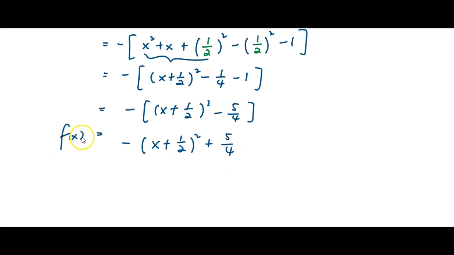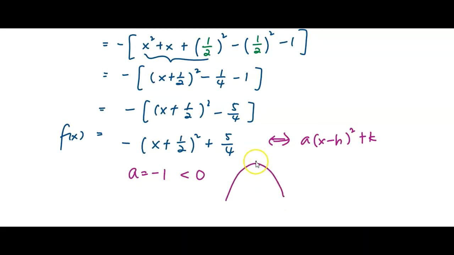So based on the form, we compare to this form, a(x minus h) squared plus k. a has the value of negative 1. Since a is negative 1, which is less than 0, the shape of the graph will be like this, that is open downwards, and the maximum point will be given by h, k. So just reverse the sign of the positive 1 over 2, you get negative 1 over 2, and directly take this value to be the y coordinate of your maximum point.